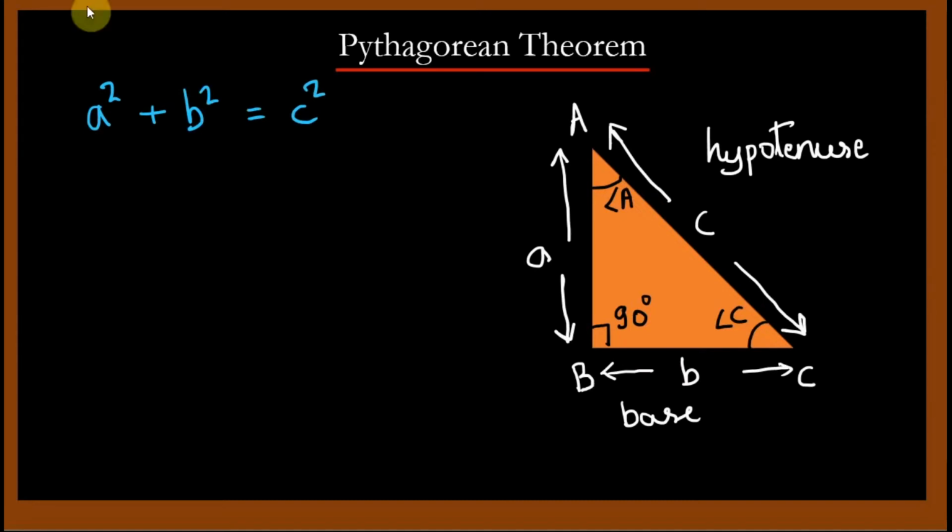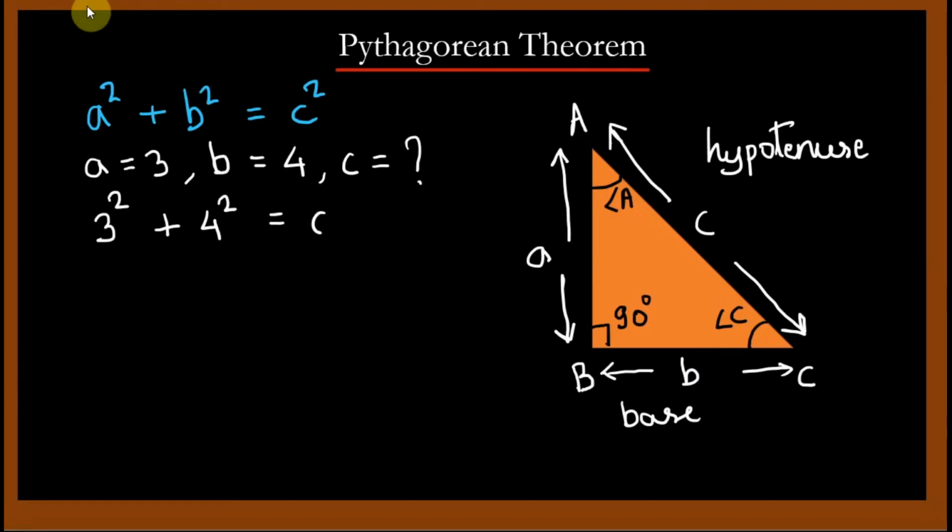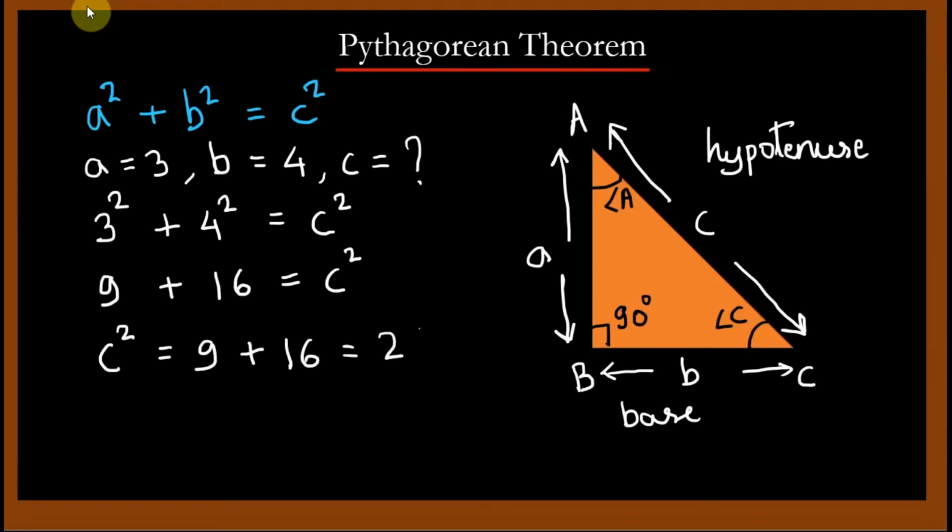Suppose the value of a is 3 and the value of b is 4, then we can find the value of c, which is the longest side. Therefore, a square becomes 3 square and b square becomes 4 square, equals c square, which remains the same because we don't know the value of c square yet. 3 square is 9 plus 4 square is 16 equals c square. We write c square equals 9 plus 16, which is equal to 25.